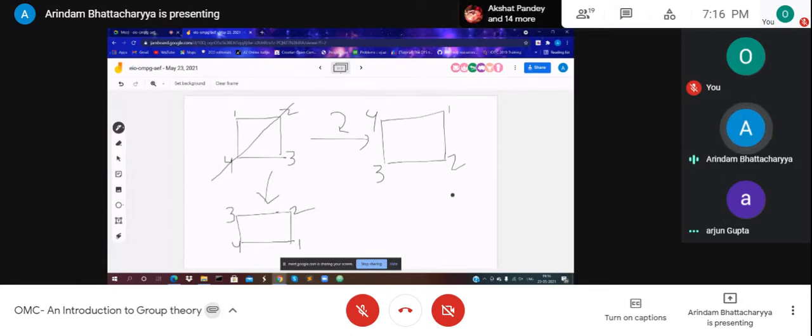So instead of rotating clockwise n minus 1 times, you rotate it anti-clockwise once. That should be easier to visualize.